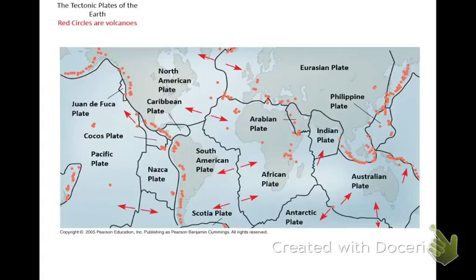So the subduction and slipping, that's where the plates are pushing together. The continents are pushing together.